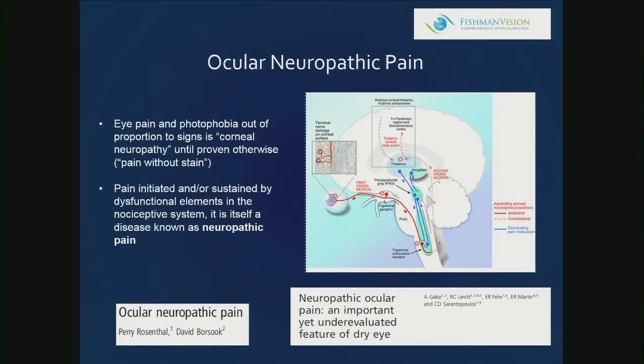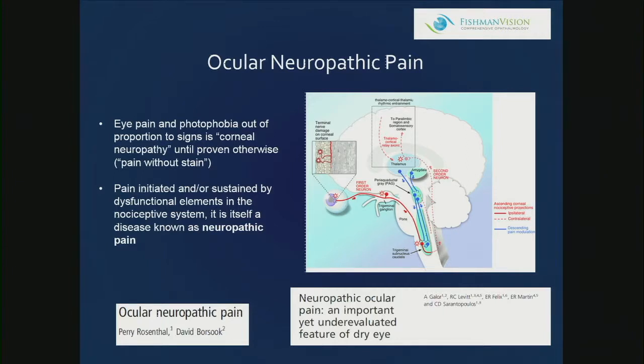The area that is very interesting, and I think there's got to be more awareness of, is this ocular neuropathic pain. Another way to put this is pain without stain. Somebody comes in your office and they have tremendous pain, right? Because you look at their cornea and you say, gosh, this is a normal cornea. You dilate the eye, normal retina. And you look at their lids and everything is normal.